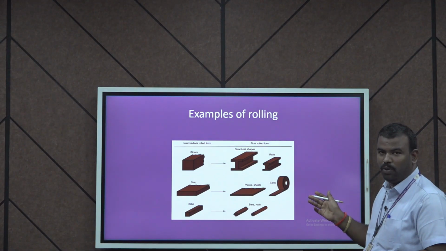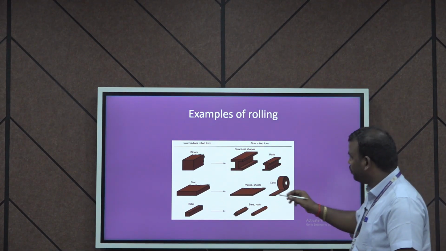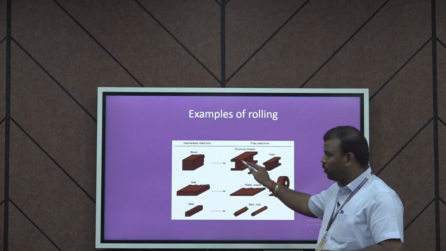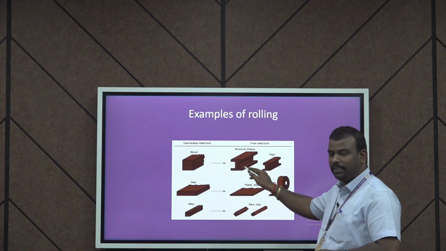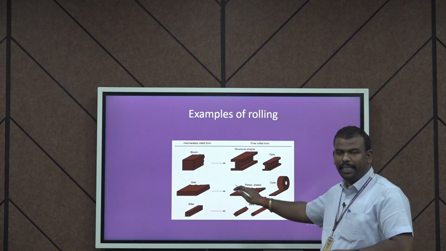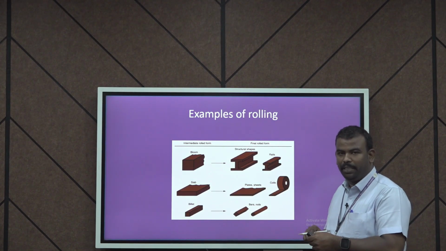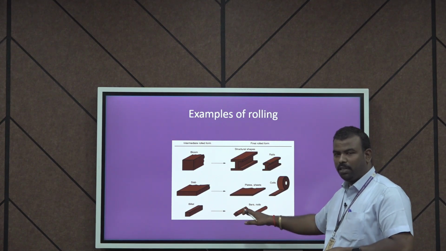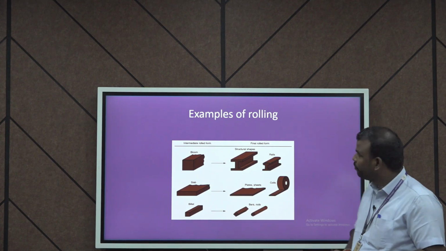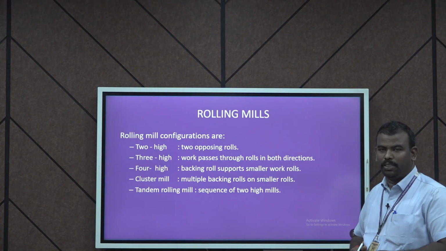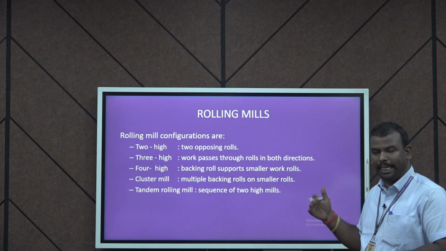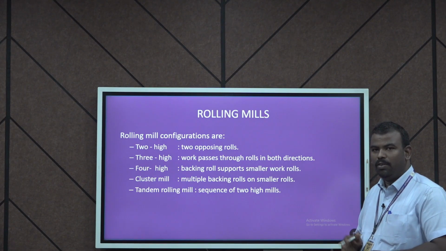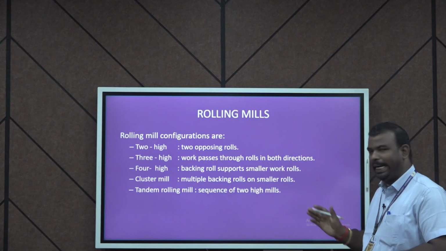The examples of rolling process are here. The first one is shape rolling like I sections and cross rails. The second process is used for forming the sheets. The third one is round rod and square bars. These are the types of rolling mill process. The first one is two-way rolling mill, second one is three-way rolling mill, third one is four-way rolling mill, fourth one is clustering type rolling mill and the last one is tandem rolling mill.